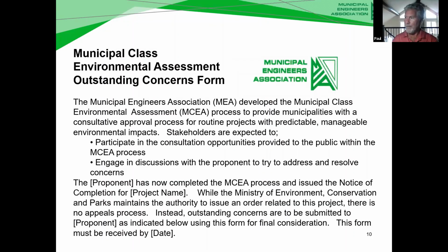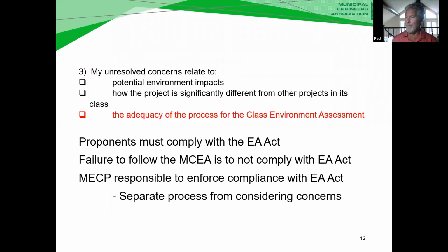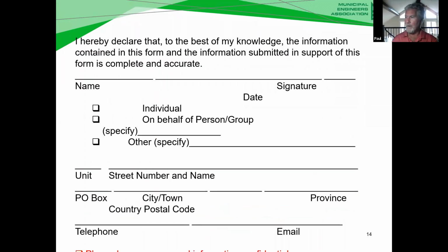So this is the form, and we're going to make this available on the MCEA website. It just talks through the paragraph, and it follows more or less the format of the previous form that was for the Part 2 orders. So fairly straightforward.